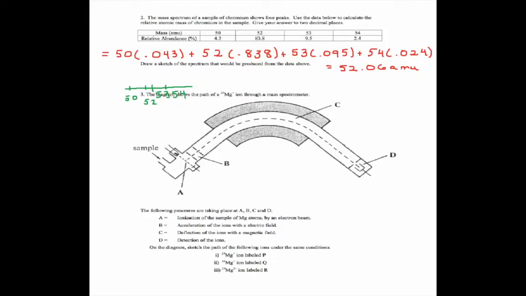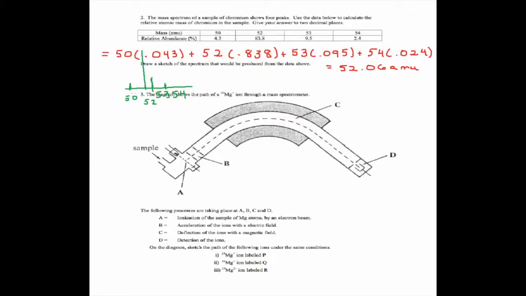Okay? And so what I'm going to do is I'm just going to show peaks, and remember the peak needs to represent the relative abundance. So 4.3, I'm going to just make it like that tall, not tall at all. Okay? The 82% I'm going to make for the 52, that needs to be very tall. Okay? The 9.5 needs to be a little bit taller than the 4.3, like double the size, but still very low. And then the 2% needs to be even lower than that. Okay? And so that would be it. So this is the mass spectrum.